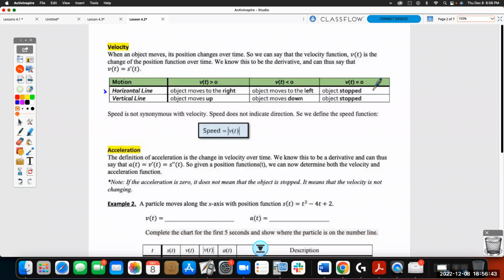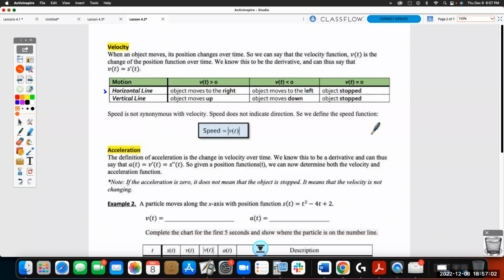It is stopped. Okay? Now, if the object is moving along a vertical line, if the velocity is positive, it means it's moving up. If velocity is negative, it's moving down. And again, if the velocity is 0, that means that the object is at rest.